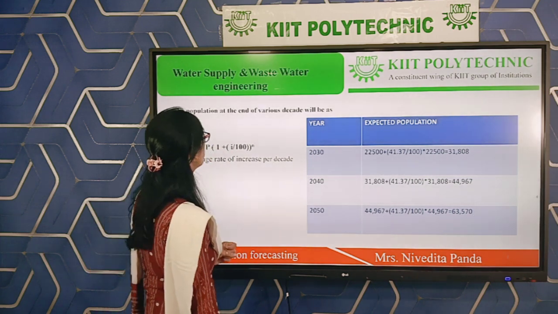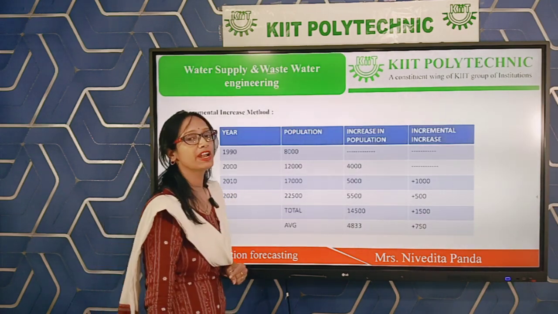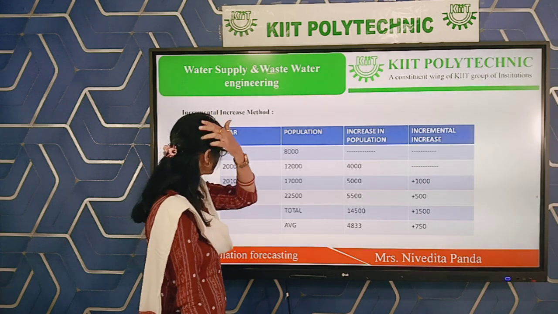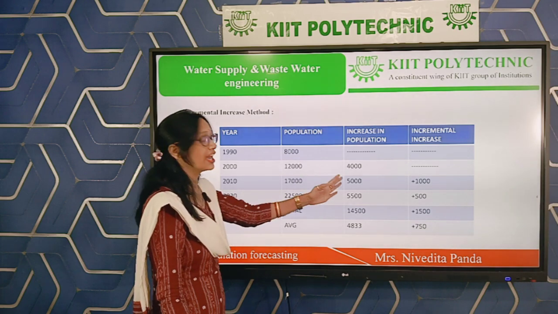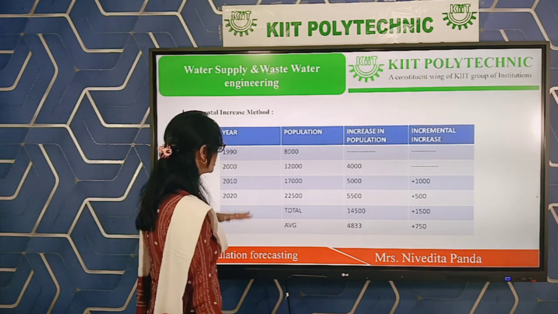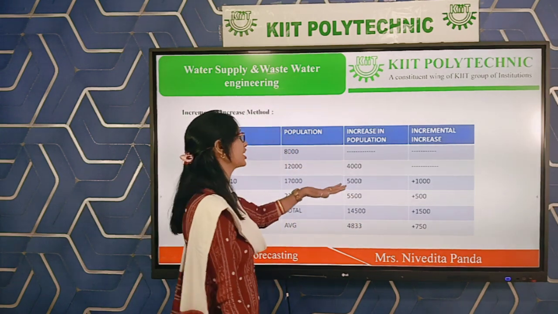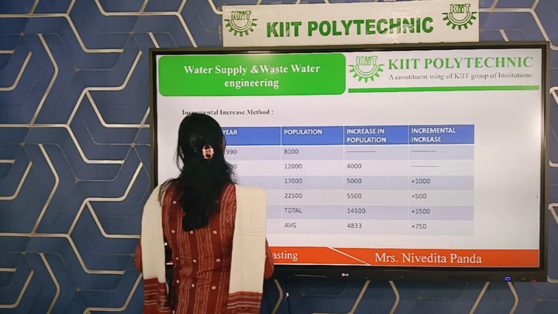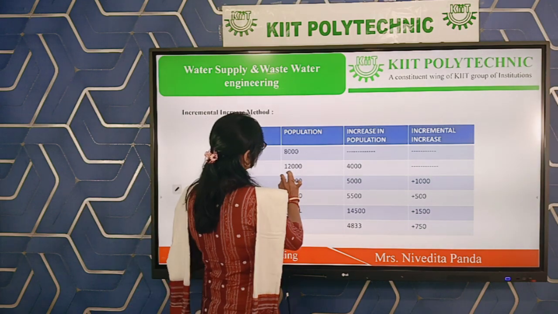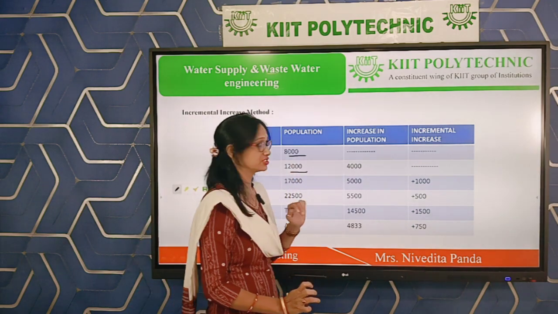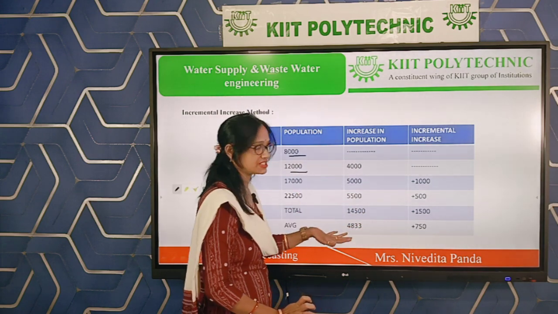Next, we will go for the population in various decades according to the incremental increase method. In the incremental increase method, we take all the previous aspects we did in the arithmetical increase method. Here are the years, here is the population, and here is the increase in population, which we calculate by subtracting the previous year. So 12,000 minus 8,000, we get 4,000. Accordingly, we find these values, the total and average values, that we calculated previously also.